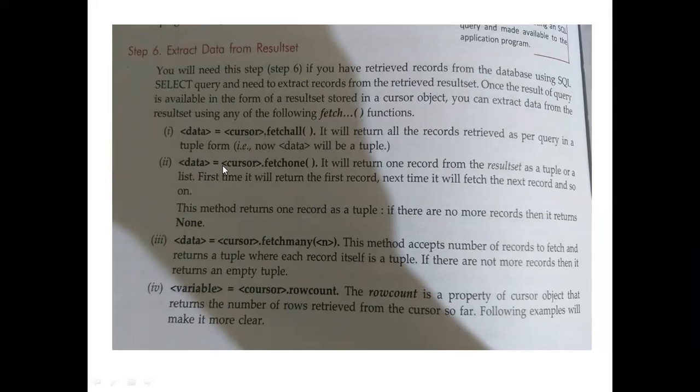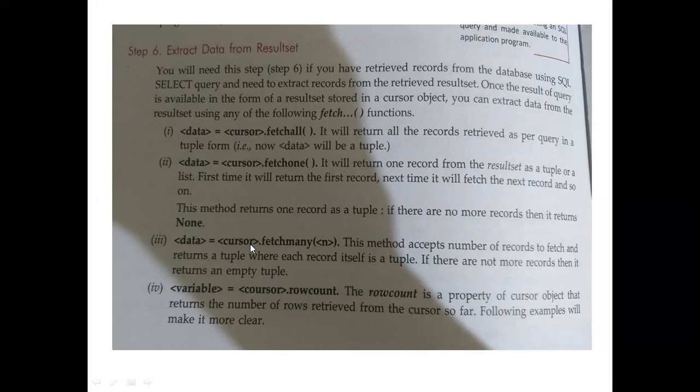Next is data = cursor.fetchone(). What is the work of the fetchone function? It will return one record from the result set as a tuple. The first time it will return the first record, next time it will fetch the next record, and so on. If there are no more records, then it returns None. So the fetchone function will return one record at a time in tuple form and store it in data. If no record is found, it will show a None value.